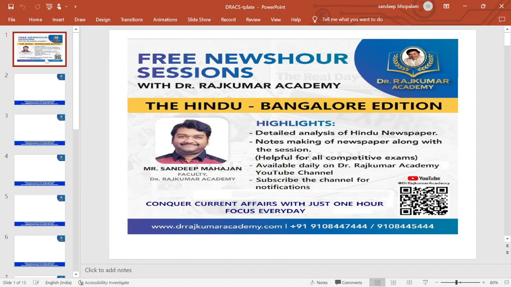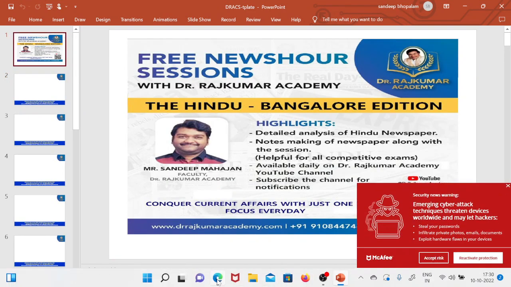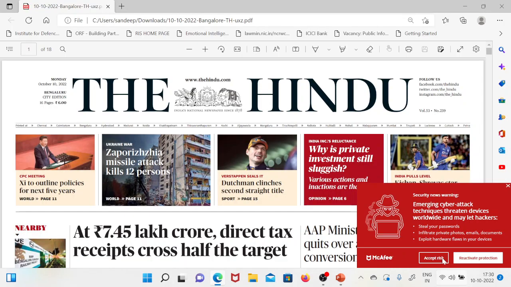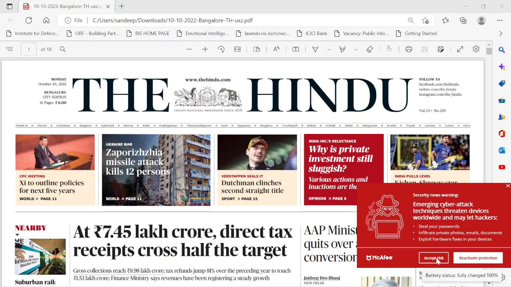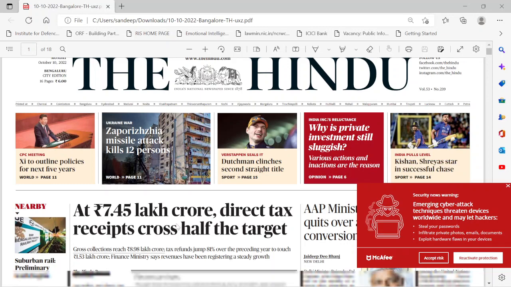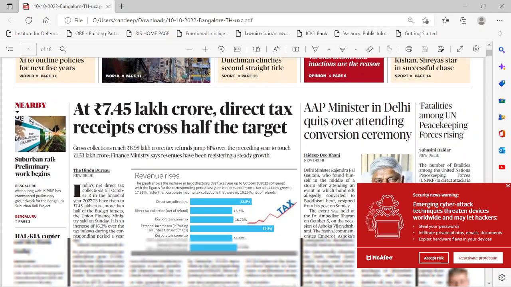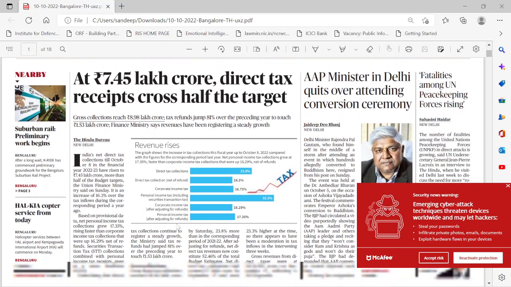So, in today's session, let us discuss some of the important issues that are there. To begin with, one of the most interesting and important things for us is: India's direct tax receipts cross half the target.